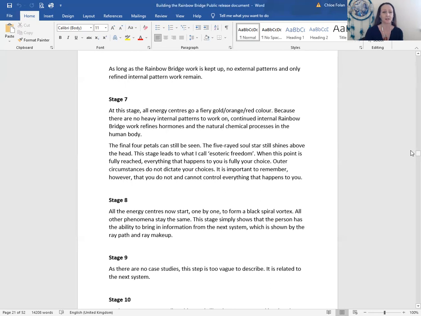Now, in saying that, you will notice when I'm describing the summary of stage 7, and the sentence is very important, it's the last sentence in the second paragraph on stage 7. It is important to remember, however, that you do not and cannot control everything that happens to you. So there are always variables.